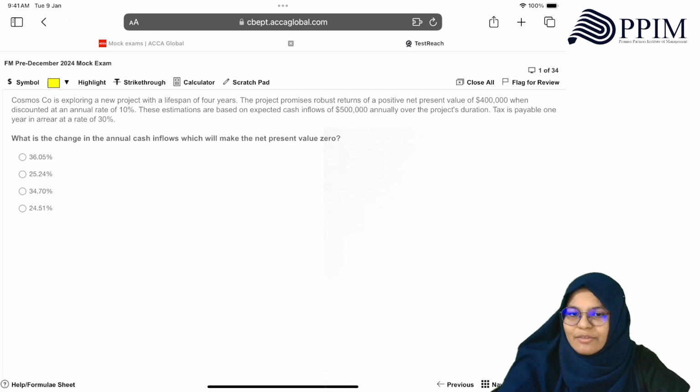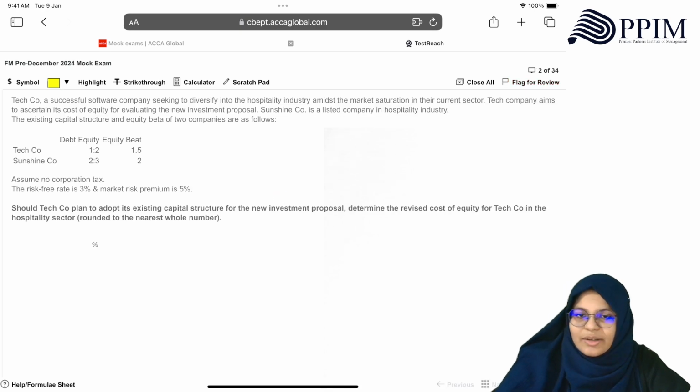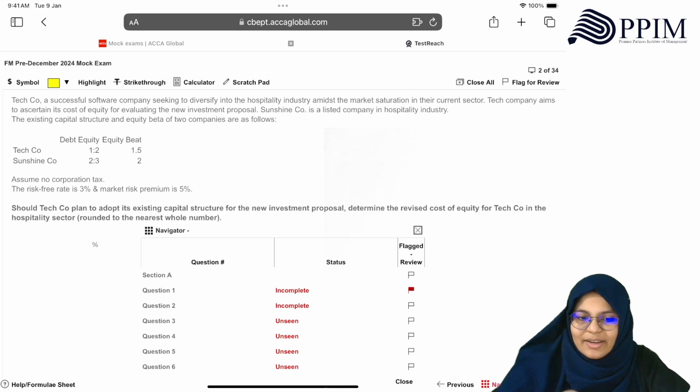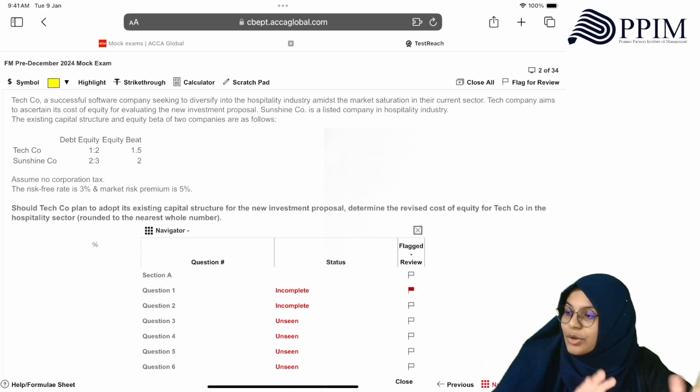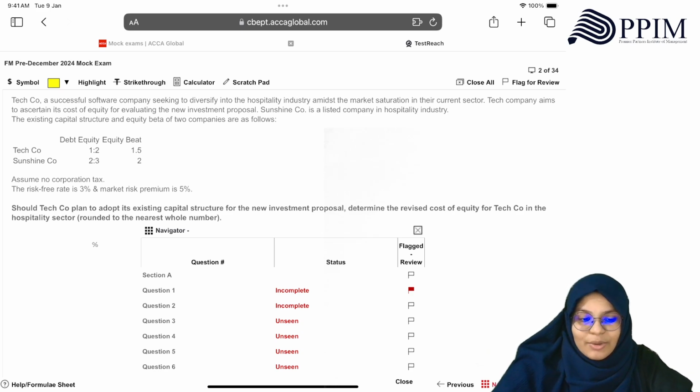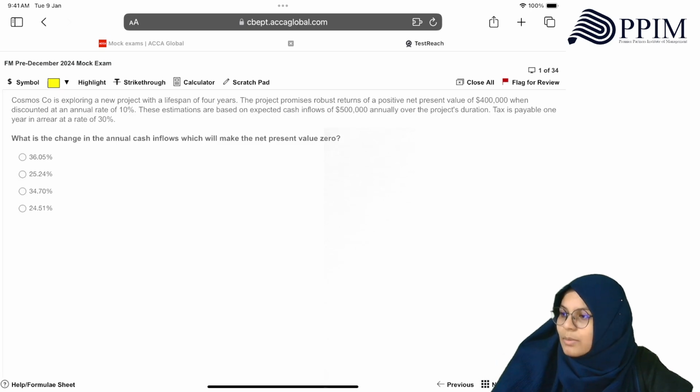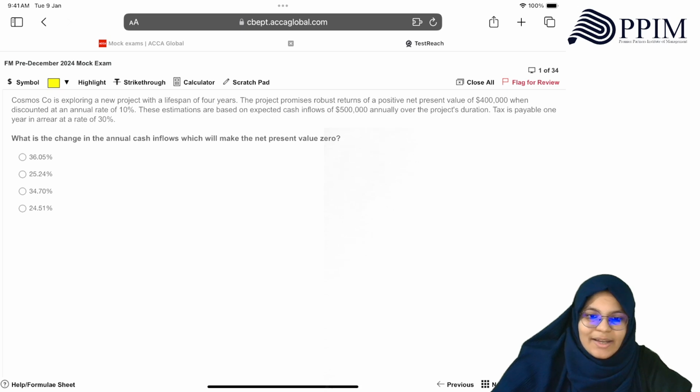Then this flag for review, in case there is a question that you are not sure, okay, then what you can do is you can flag it and move on to the next question. So then what happens is when you open the navigator, now question 1 I have flagged, it will show as a red flag there. So towards the end of the exam, if you want to go back to a question that is incomplete, you can simply click on that. So it acts like a bookmark. Okay, so that is that.